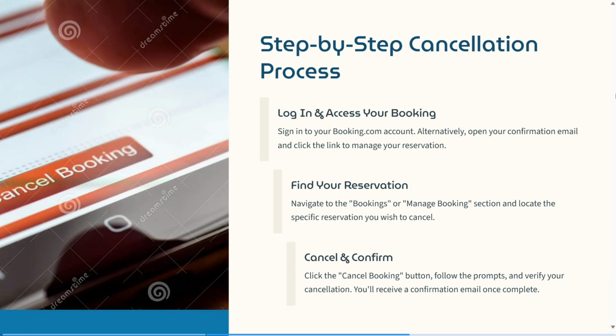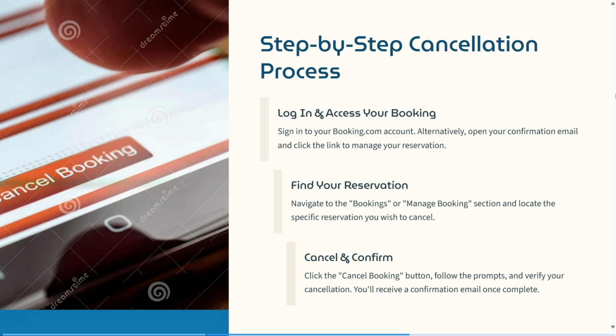and their deadlines. So first of all, you need to log in and access your booking. This will require you to enter your login details. You can also open your confirmation email, which I will show you in just a second, and then click the link to manage your reservation. They will also have a QR code there, so if you are using your mobile device, you can just scan that QR code. You then need to find your reservation, so you'll navigate to the bookings tab right at the bottom of your page, and you'll go in there.